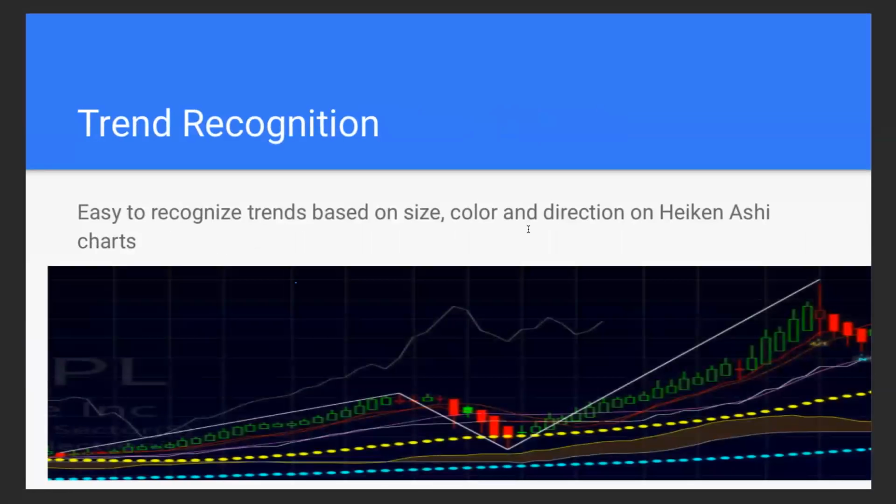So if you look at this, this is a chart of Apple. And look at this trend recognition, guys. It's very easy to recognize the trends on a Heiken Ashi chart. I've taken a weekly chart here to show you. It's very easy to recognize trends based on size, color, and direction. If you look here, the first three bars are like here. And if you had waited here and gone with this trend, you would have gone up to here, which is a long way in price. It was on an upward bullish trend for a long period of time.